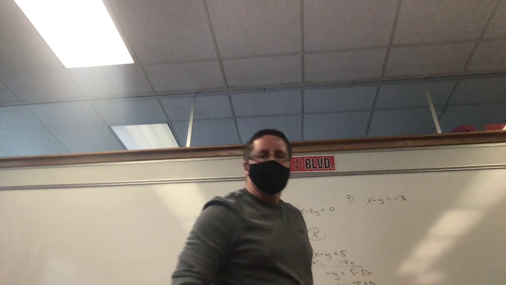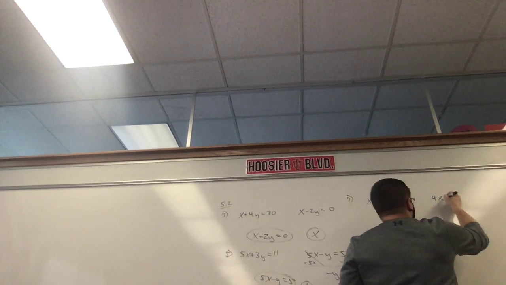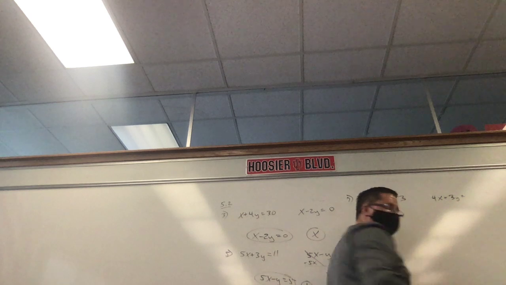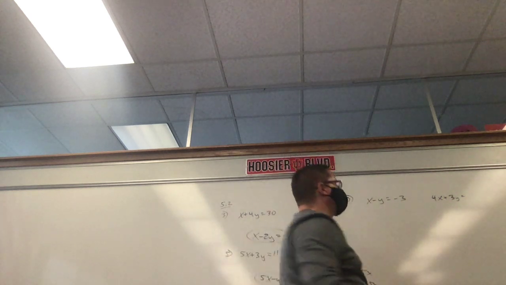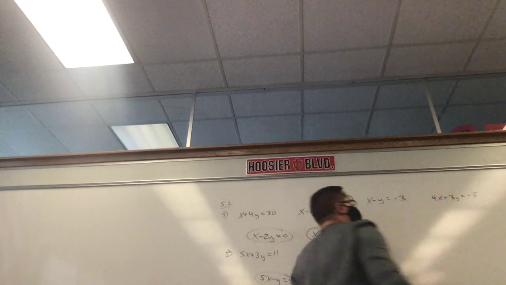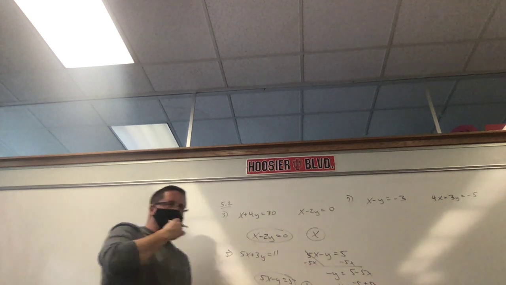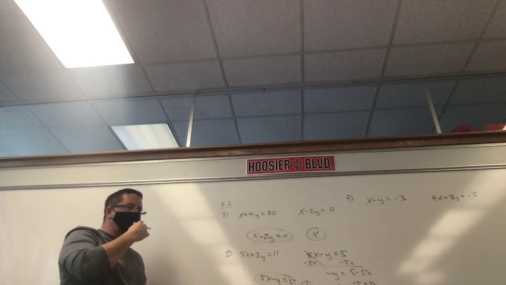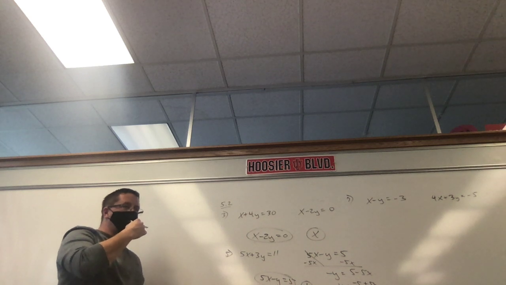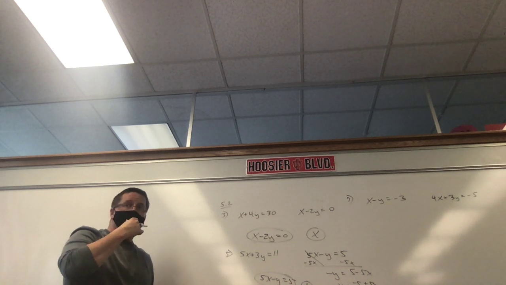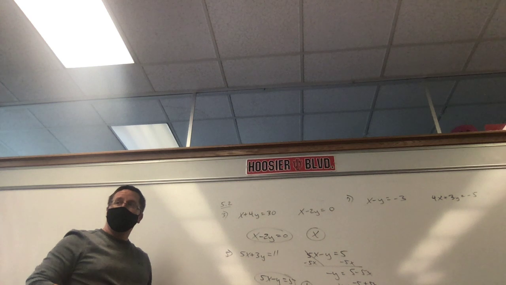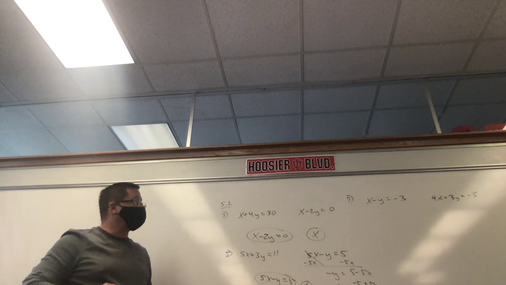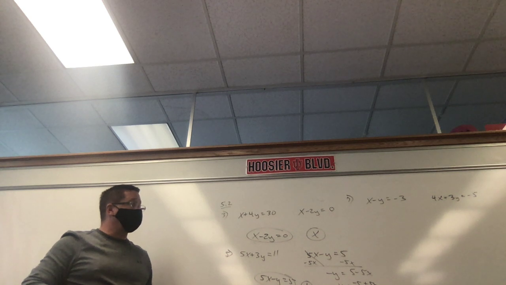4x plus 3y equals negative 5. Okay. Think about it. Don't just shout out answers. Think about it for a second here. Which do you think would be the easiest to solve for, x or y, in the first one or the second one? The second one for what? For both. Okay, what's x equal to?